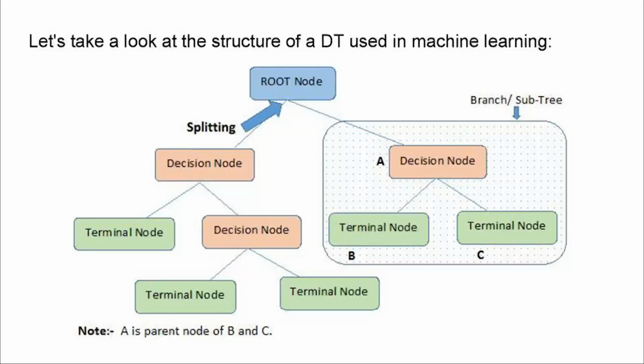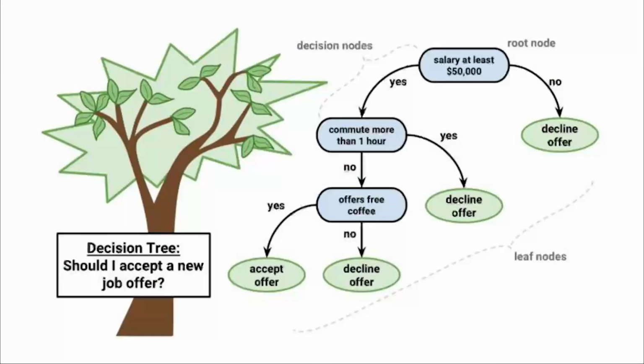Each tree has the following elements: a root node, decision nodes, branches, and leaf nodes. A decision tree is a flowchart-like tree structure where each internal node denotes a test on an attribute, each branch represents an outcome of the test, and each leaf node, or otherwise terminal node, holds a class label. In this example, we can clearly see how the decision tree branches out from top to bottom.